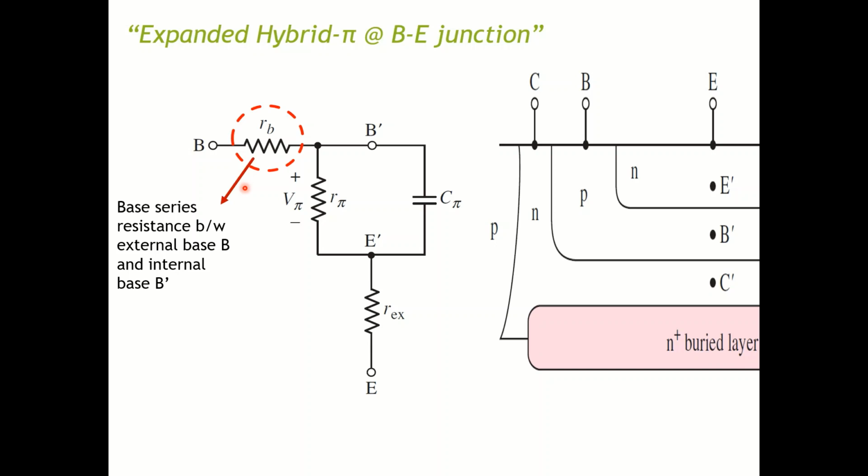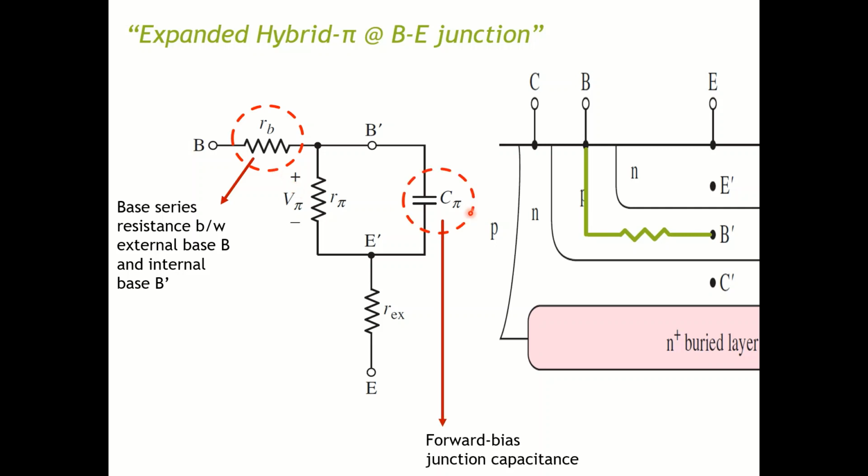Next is something more important. We have what is called the internal base resistance. This is the base series resistance between the external base terminal and the internal base region B prime. So I can connect a series resistor in here, and that will be labeled RB.